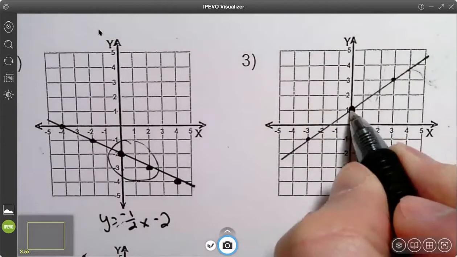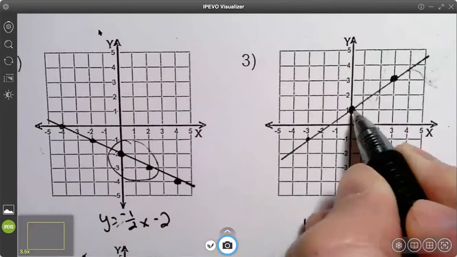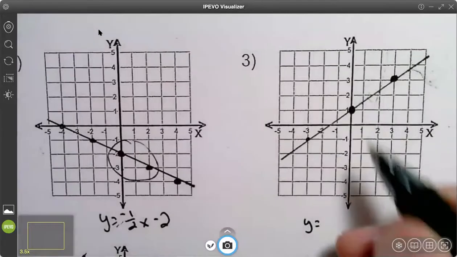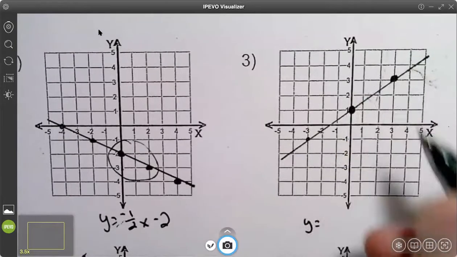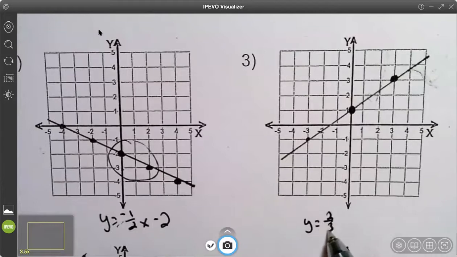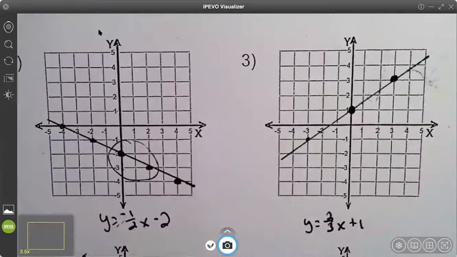Goes right through the grid here. No, no, no, yes, and right here. Now I could find some more points, but those are the only ones I need. Rise 1, 2, run 1, 2, 3. My slope is 2/3, and my y-intercept is +1. So slope-intercept form is y equals 2/3 x plus 1.